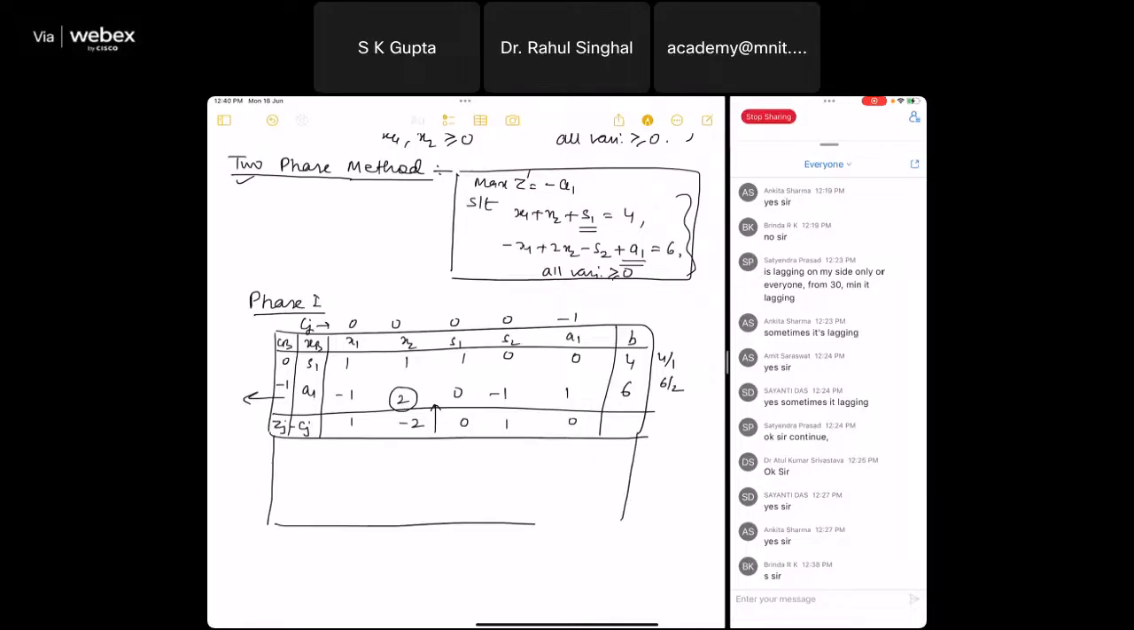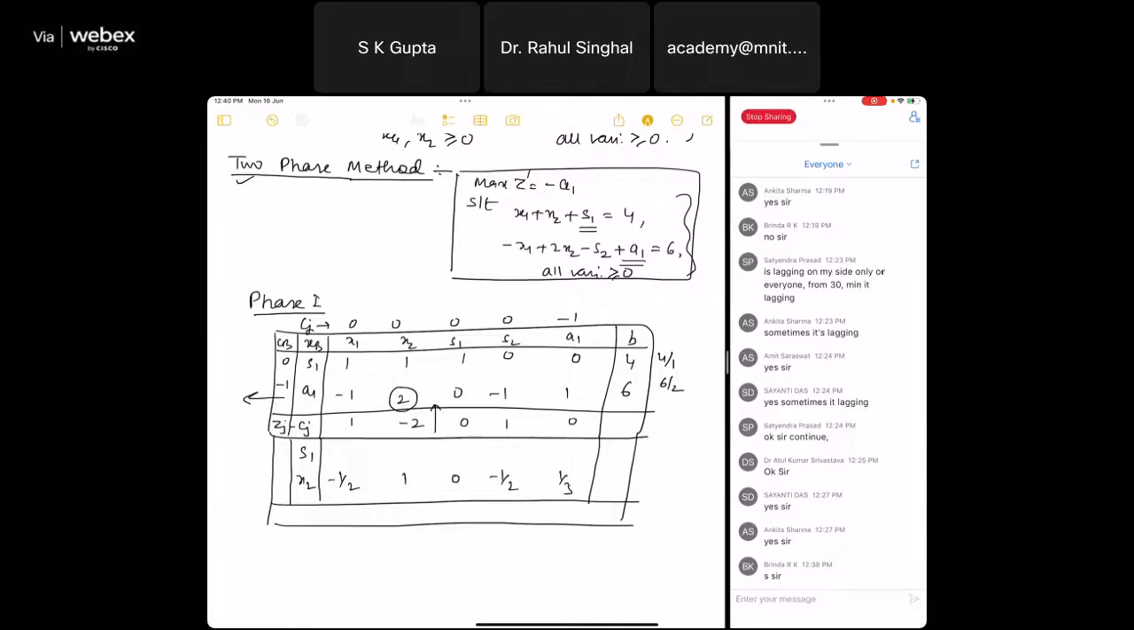The next table will be, this is your S1 and this is your A2. In place of A2, you now have H2. So you will make 1 here. This is minus 1 by 2, 1, 0, minus 1 by 2, 1 by 2, and this is 3, 1 by 2, and this is 3.